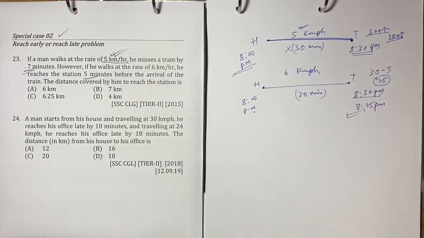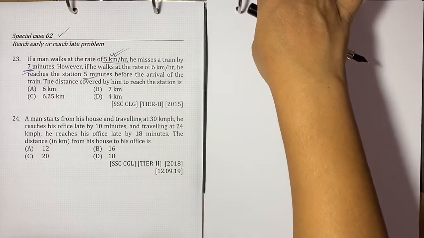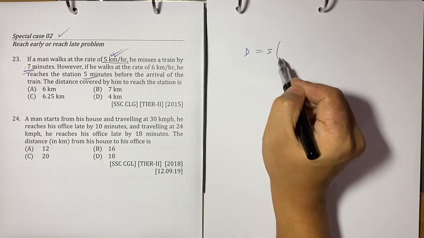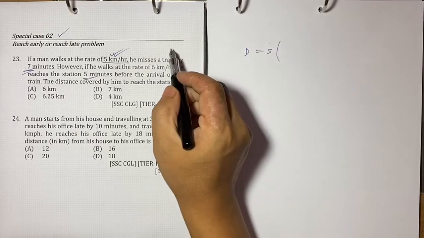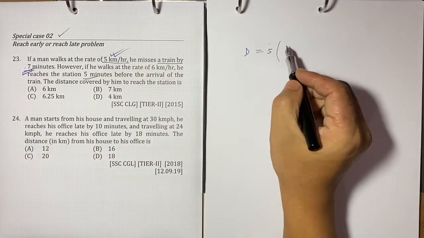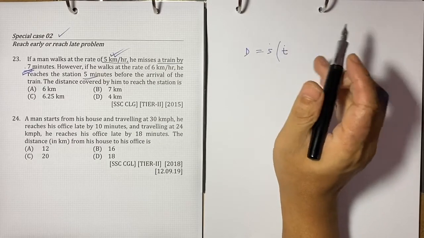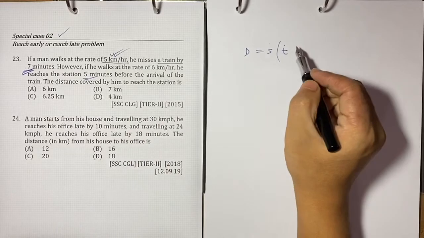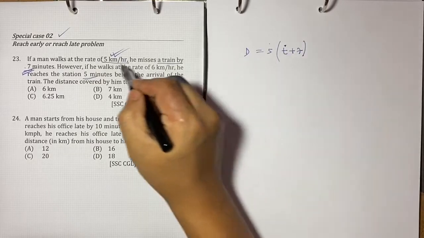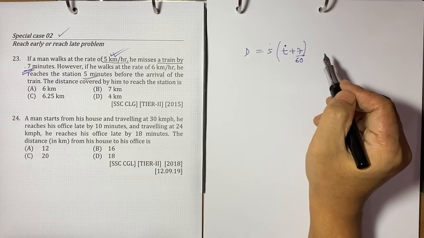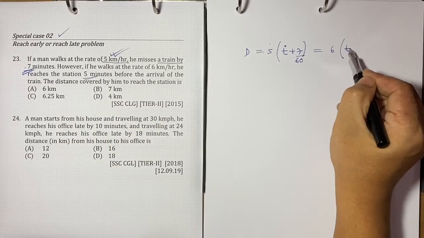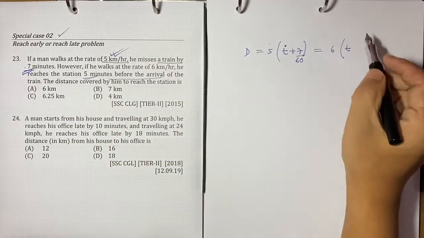This is a same distance problem. Distance equals speed, 5 km per hour, into time. For the first case, he missed the train by 7 minutes, so with normal time t, the time is t plus 7 minutes, which is 7 by 60 hours. For the second case, speed is 6 into time, normal time t minus 5 minutes, since he arrives before the train.